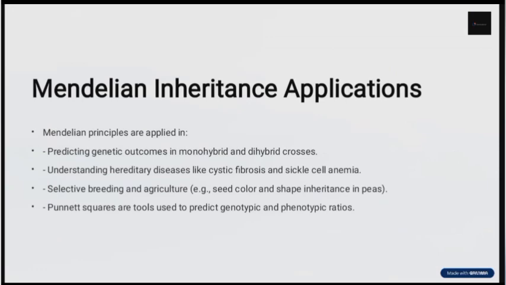So, to what we actually have today, application of what? Mendelian inheritance. I just drew us back so we will not be floating, especially for those that missed last week's class. Now, application of Mendelian inheritance. Mendelian principles are applied, number one, in predicting genetic outcomes in monohybrid and dihybrid crosses.